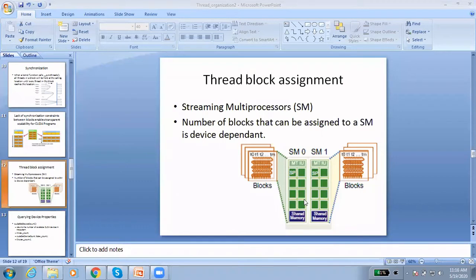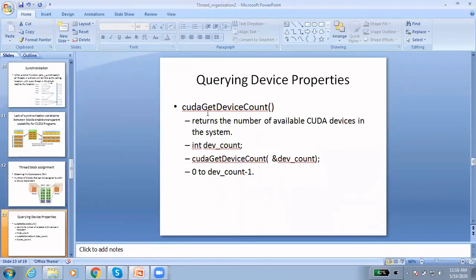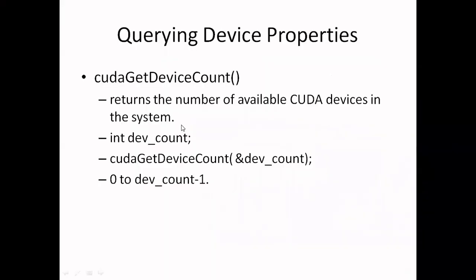If I tell you that yes, there is a method to know how many devices you have, what the number of these streaming multiprocessors is, or other kinds of properties which can be accessed. For this, you have to see that we have some functions for querying the device properties.